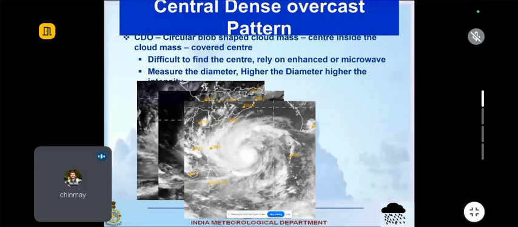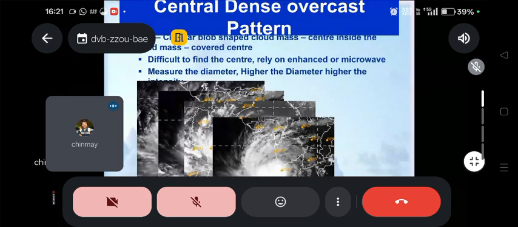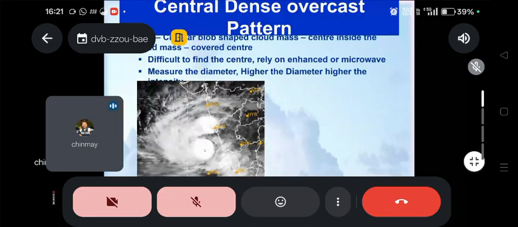Again, another example over the Bay of Bengal. There is a very bright circular cloud mass, but there is no cloud free region at the center. Here also the same. So when the center gets covered with cloud, it will appear like this without any dark spot in the middle.